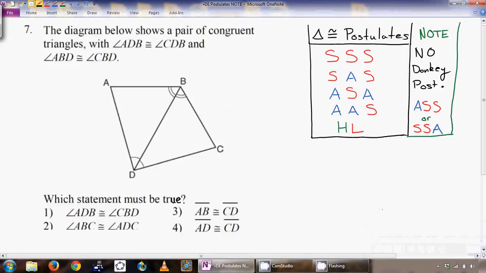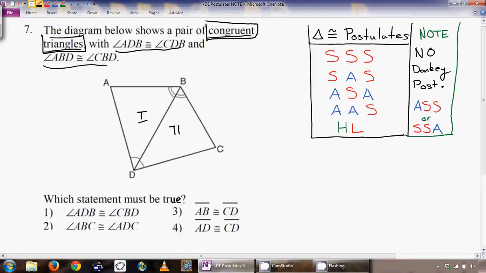Problem 7. It says the diagram below shows a pair of congruent triangles. And then they tell me some facts, like angle ADB is congruent to angle CDB, and so on, which is already given to me in the diagram by these congruence marks, which we'll fill in later. But the key given is that these triangles are congruent.